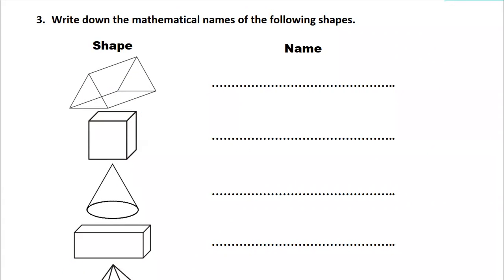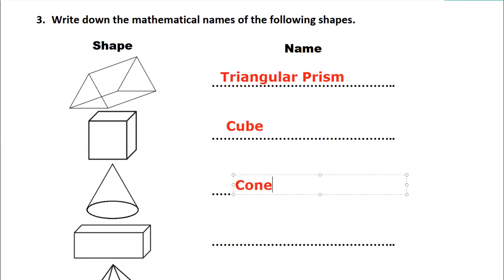Let's move to question number 3. It says, write down the mathematical names of the following shapes. Right, the first shape I can see is a triangular prism. Right, the next shape I can see is a cube. And the third one is a cone. The fourth one I can see is very similar to a cube, but it's longer. So it is a cuboid.